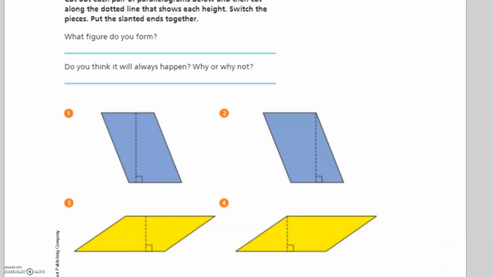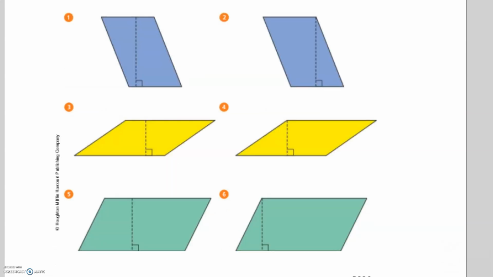If you have your textbook home, I'm on page 399A, and on that page you see some figures that are parallelograms, and they ask you to cut along the dotted line and do that magic trick that I just did. So in fact, number 1 is the one that I just did. I cut along the dotted line and then I slid it over to make it into a rectangle.